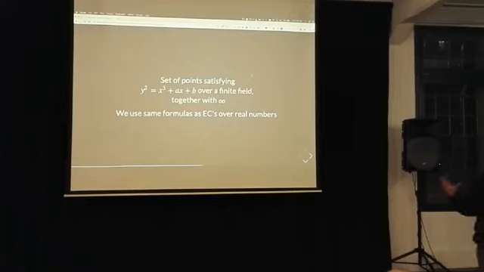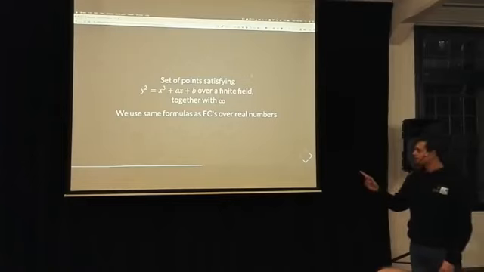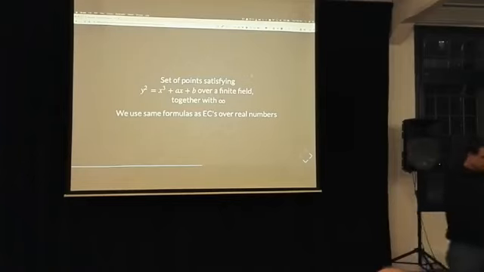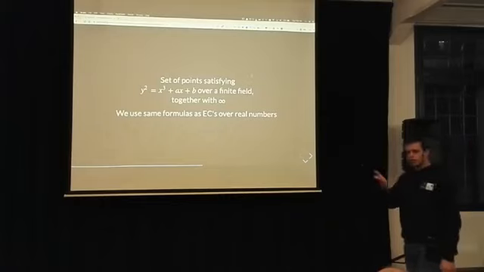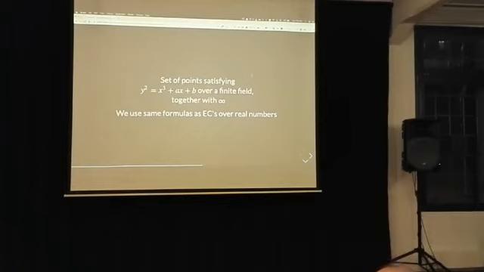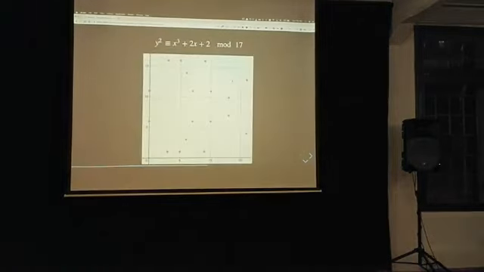We're going to take the same formulas and apply them to elliptic curves over finite fields. The reason we do that is if we take it over a prime p, we lose the geometric representation. So let's have a look at an example. This is the elliptic curve y squared is congruent to x cubed plus 2x plus 2 mod 17.